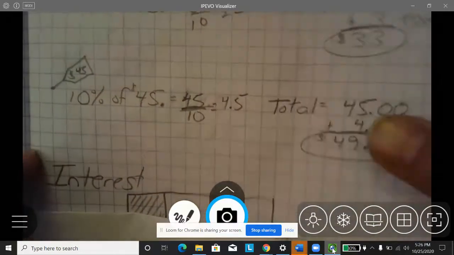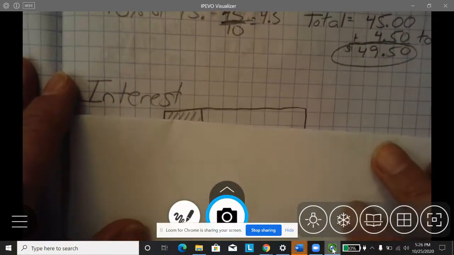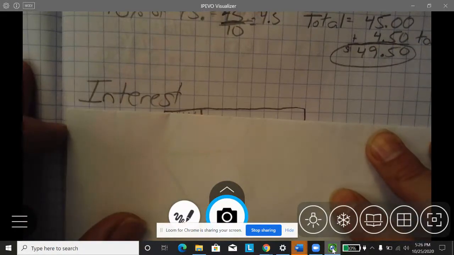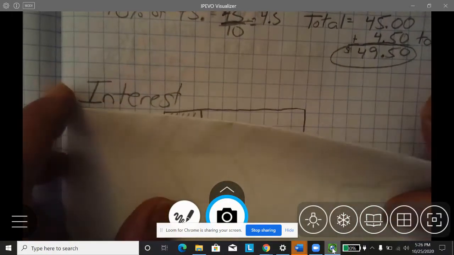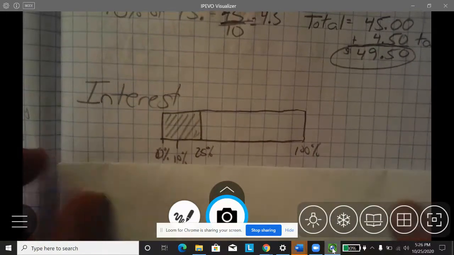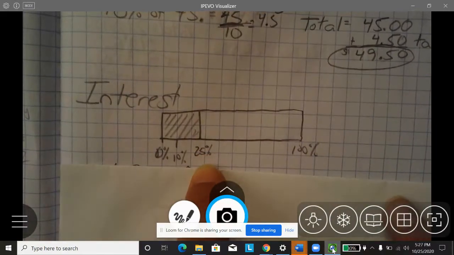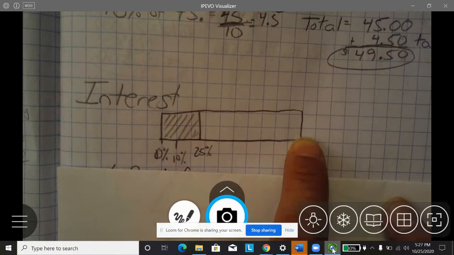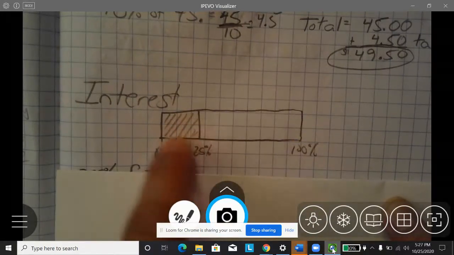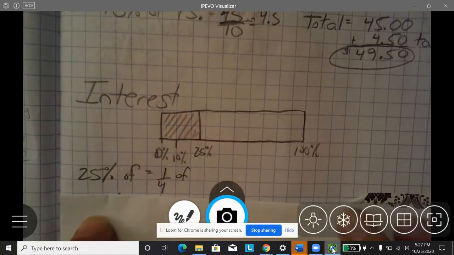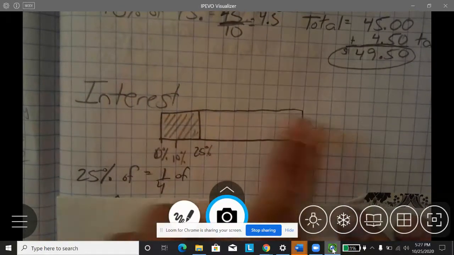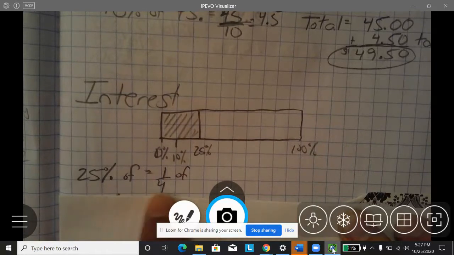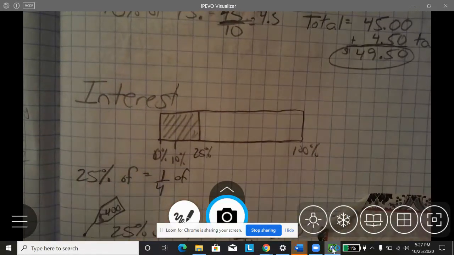Another way to think about these percent of problems is interest. If you ever heard of credit cards, they can be very, very useful, but if you don't pay them back on time, they charge you something called interest. Credit cards can charge you up to 25% of whatever you bought with the credit card. That's a lot. That's this much of a chunk. Well, 25% of is pretty simple because it's just a fourth. 25% is a quarter of the entire. So to find 25% of something, you divide it by 4.